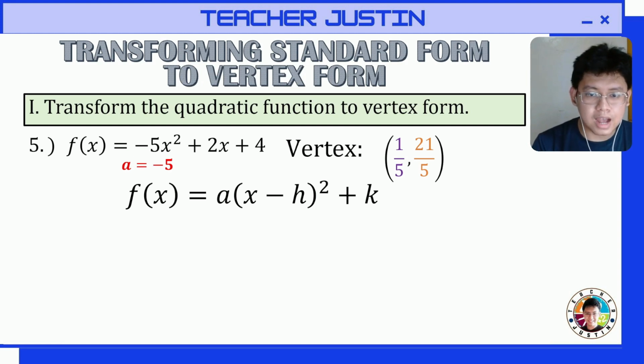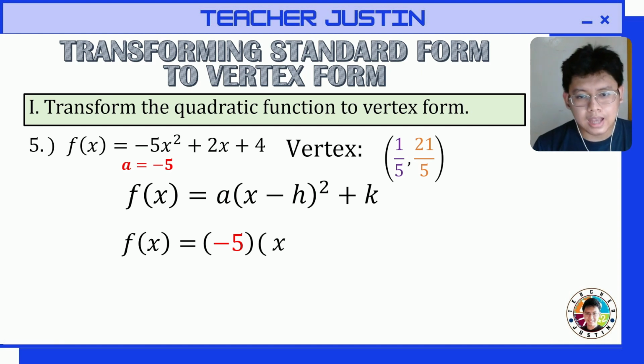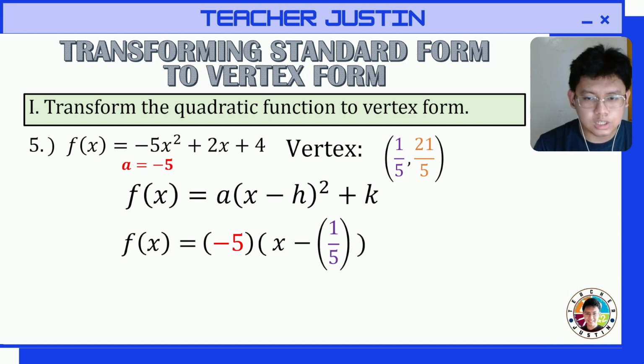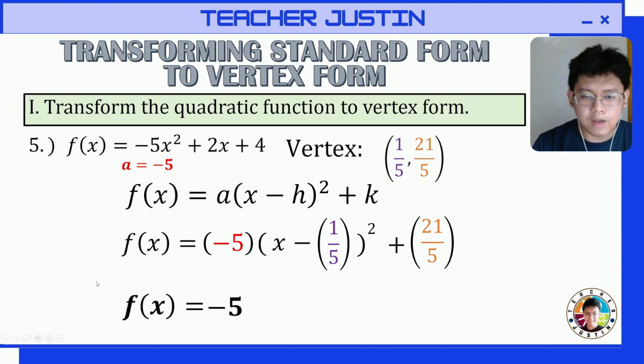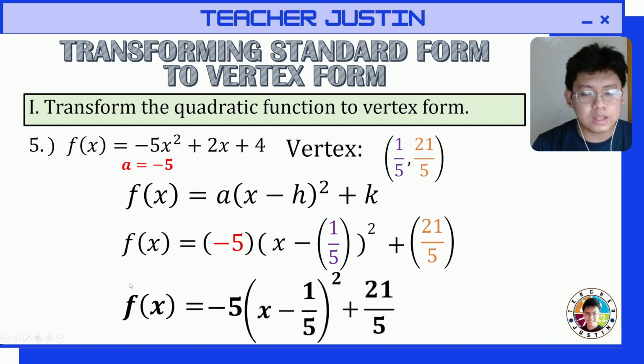Now that we have the vertex and our value of a, we can write it in vertex form. So, let's replace the values of a, h, and k in our vertex form. So, we will have f of x is equal to negative 5, then open parenthesis, x minus the value of h, which is 1 over 5, close parenthesis, squared, okay, plus the value of k, which is 21 over 5. Now, let's simplify our signs. So, it will now be f of x is equal to negative 5 times the squared quantity x minus 1 over 5 plus 21 over 5. And that's it. Ta-da! Alright.